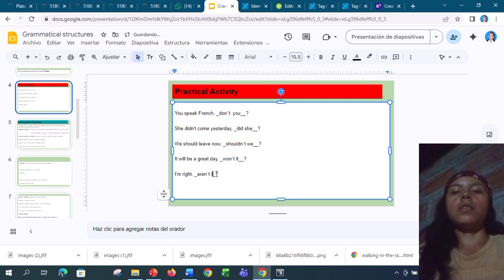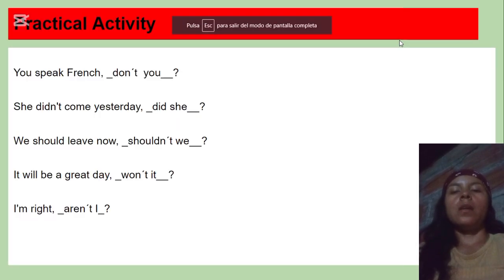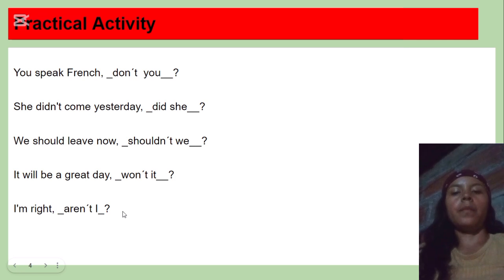"I am right, aren't I?" This is an important exception. Although the statement "I am right" is positive with am, the negative tag for "I am" is traditionally "aren't I."